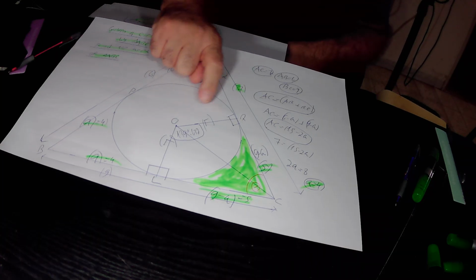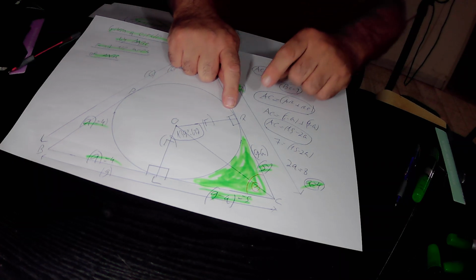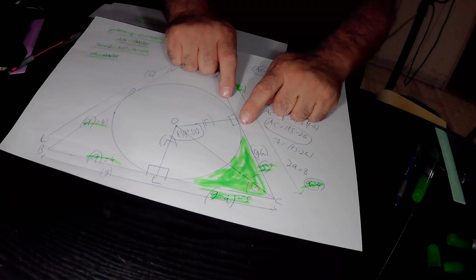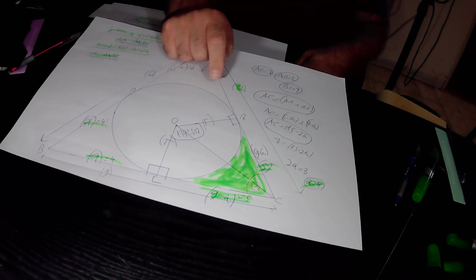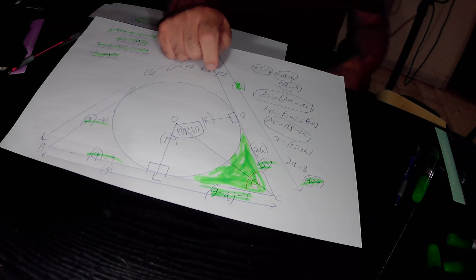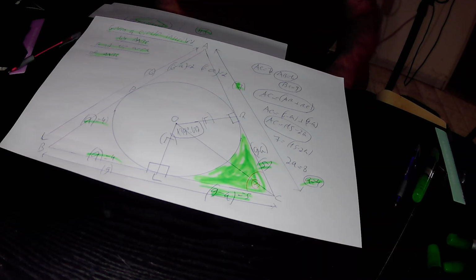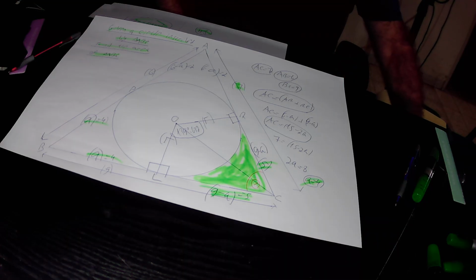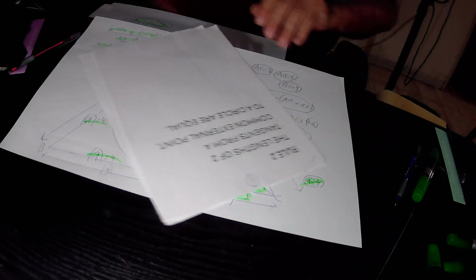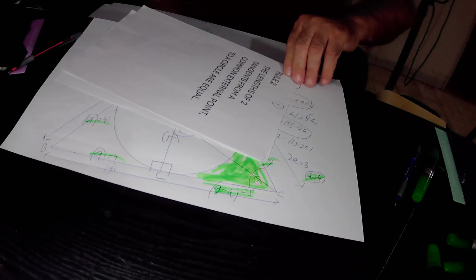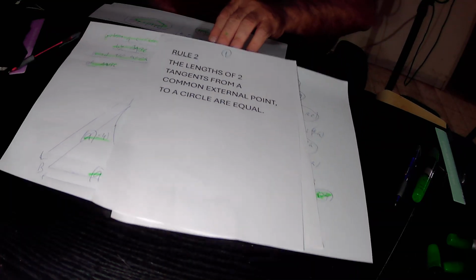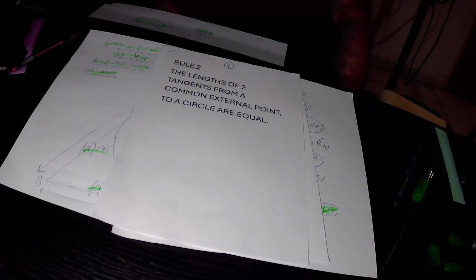Likewise, we join points O and Q together by a straight line. OQ is the radius of this circle that equals R. This angle equals 90 degrees, and this angle also equals 90 degrees according to rule 1. In the next step, we implement rule 2 in our drawing. According to rule 2, the lengths of two tangents from a common external point to a circle are equal.